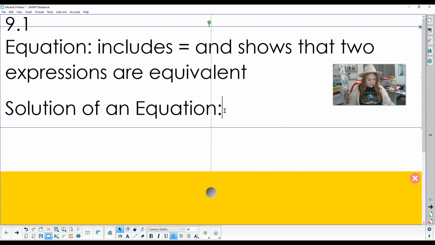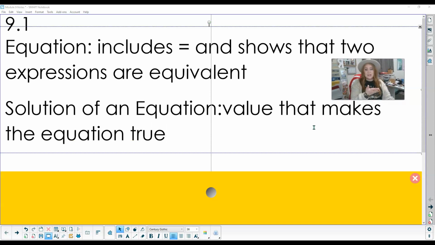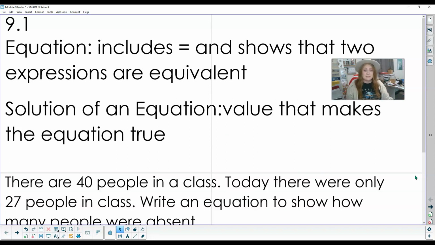So the solution to an equation is a value that makes the equation true. If I had 2 plus 3, the solution would equal 5. I could also say something like 2 times 3 equals 6. And I could say 2 times 3 equals 5 plus 1. So a solution is just something that makes it true, the answer to it.